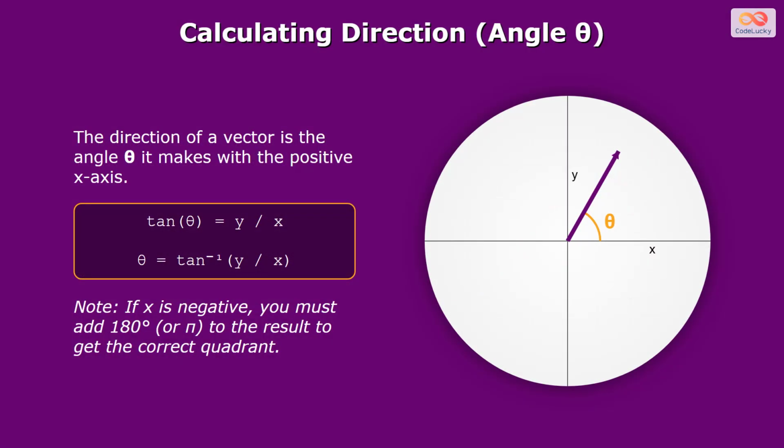To find the direction, we need to calculate the angle theta the vector makes with the positive x-axis. We use the tangent function from trigonometry. Tangent of theta equals y divided by x, therefore, theta is the inverse tangent of y over x. Just remember to check which quadrant your vector is in.